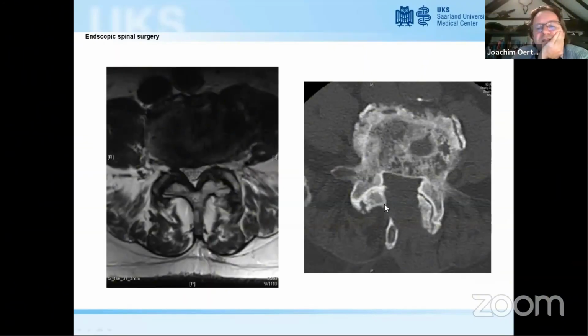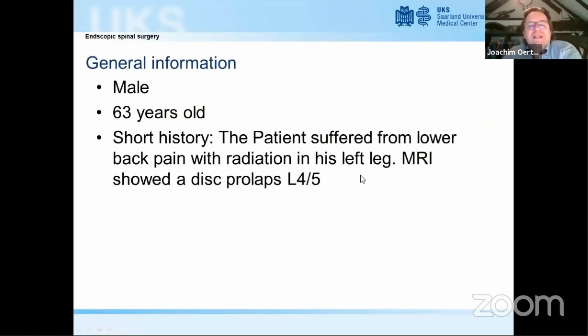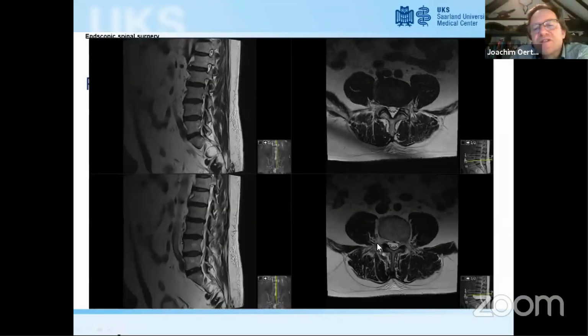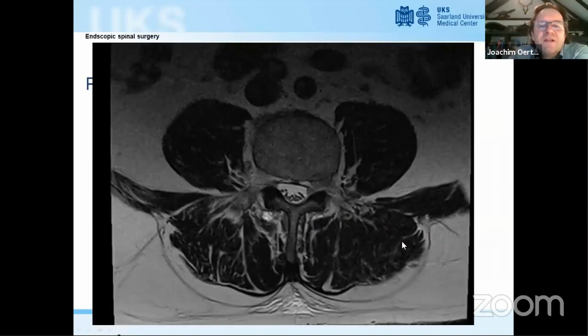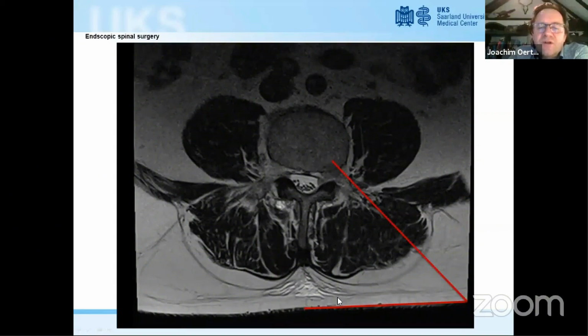So this looks like this in the post-op CT scan. Classic indication for transforaminal endoscopic approaches. This case example, you see an L4-L5 left-sided intraforaminal disc prolapse. And then you calculate the approach like this.